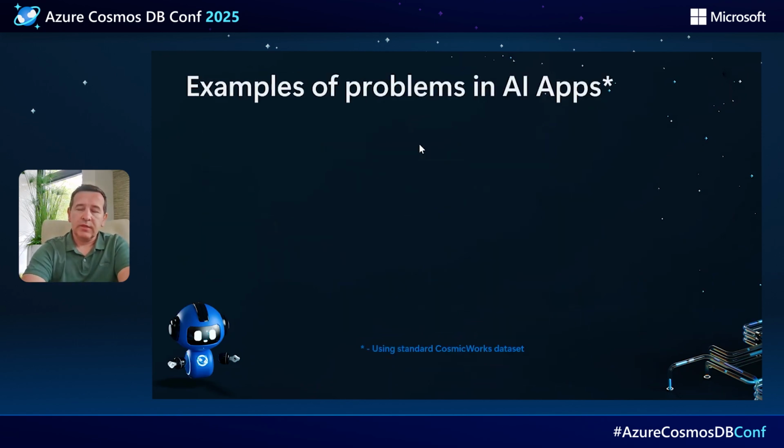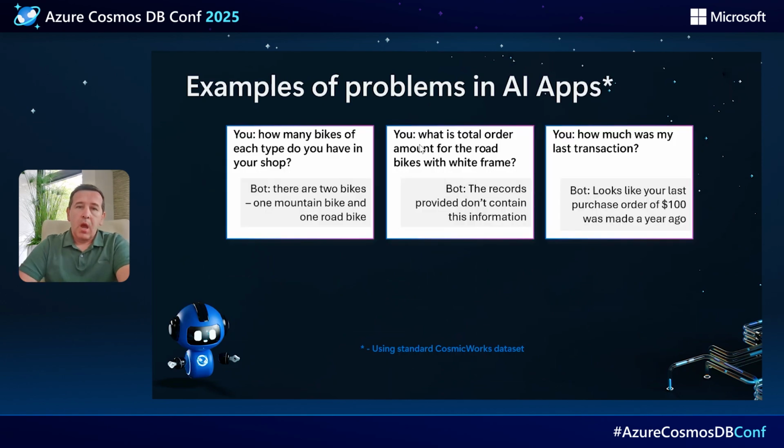Now, there are problems with this pattern, and I'm going to showcase them based on the Cosmic Works dataset, which is similar to Adventure Works you're probably familiar with from the relational world. Let's say the user asked a question against this dataset in a conversational bot. How many bikes of each type do you have in your shop? And believe it or not, there's many different types of bikes there because this is a very large e-commerce data store for bikes, equipment. It has orders, customers, information, and so on.